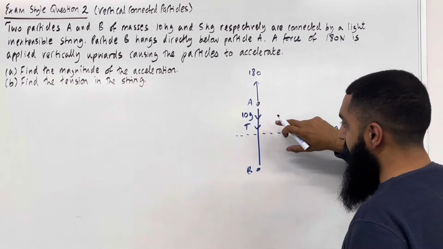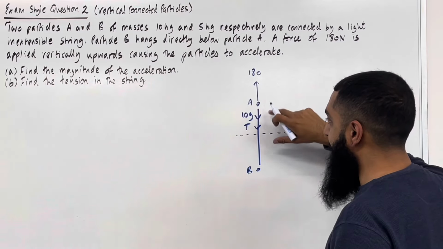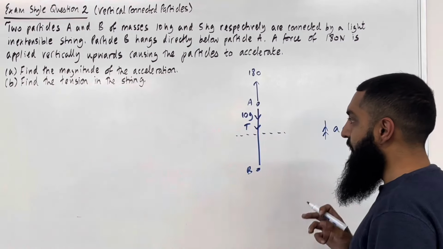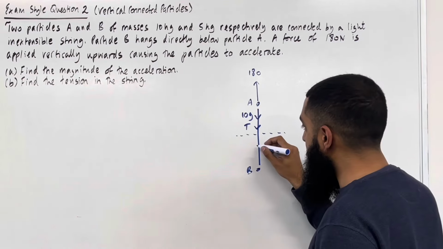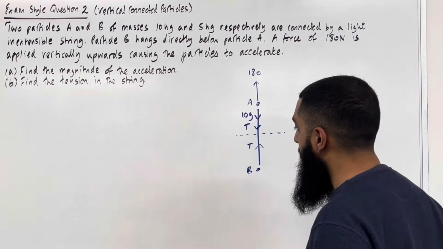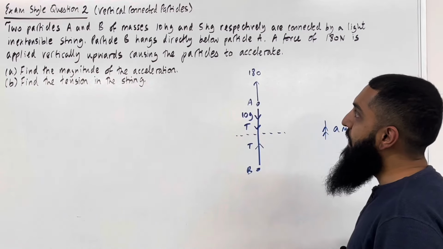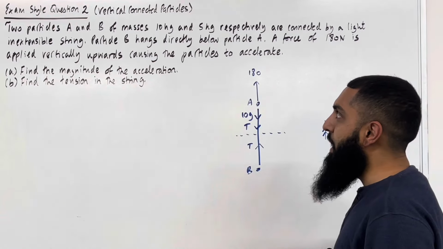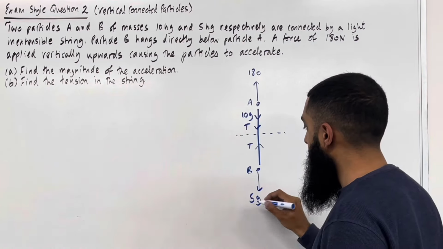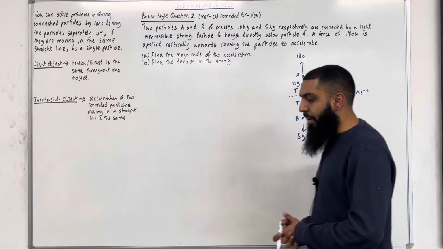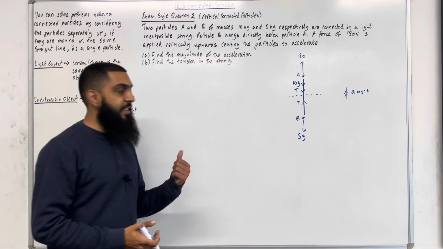Now, since the tension in the string T for particle A is acting vertically downwards, by Newton's third law, for every action there's an equal but opposite reaction. For particle B, we have tension acting vertically upwards. The mass of particle B is 5 kg, hence the weight of particle B is 5g acting vertically downwards. That there, ladies and gents, is a complete force diagram illustrating this exam style question.